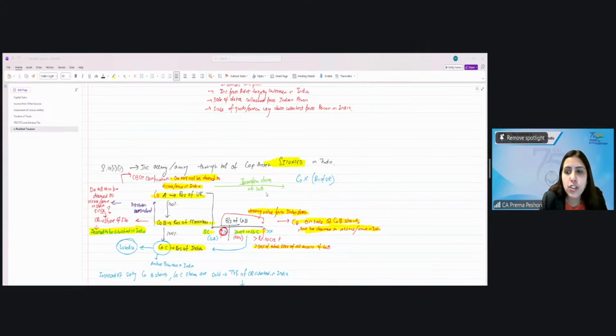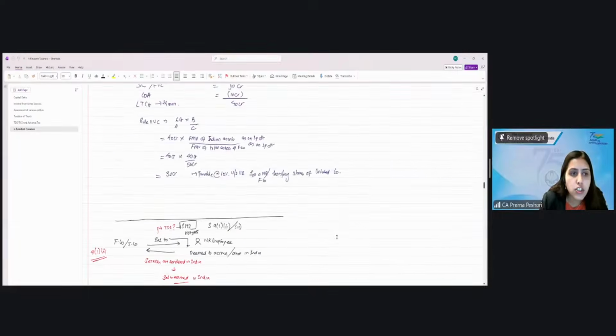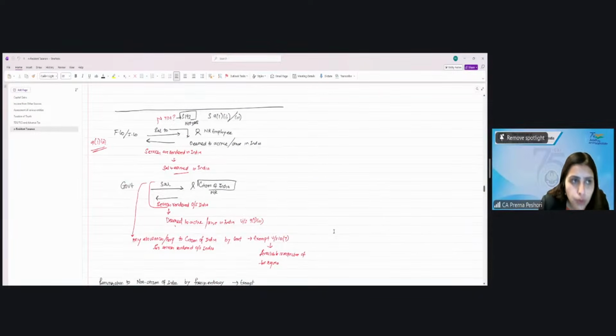Okay, so this is section 9(1)(i). Then we have section 9(1)(ii), which says that if a foreign company or an Indian company pays the salary to a non-resident employee, now the salary shall be deemed to accrue or arise in India if the non-resident employee renders the services in India. Then the salary is earned in India.